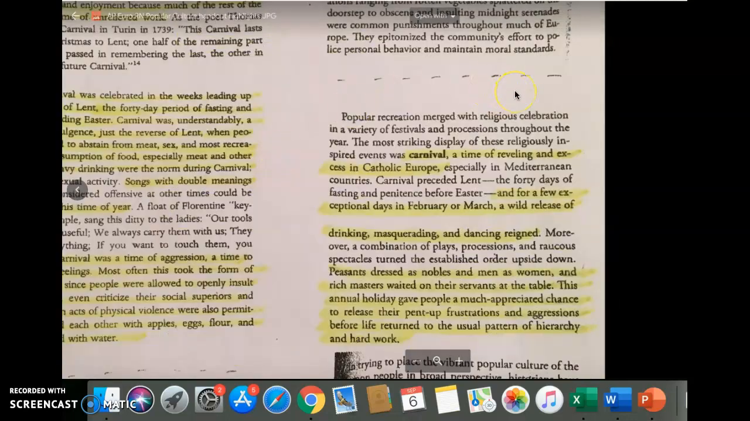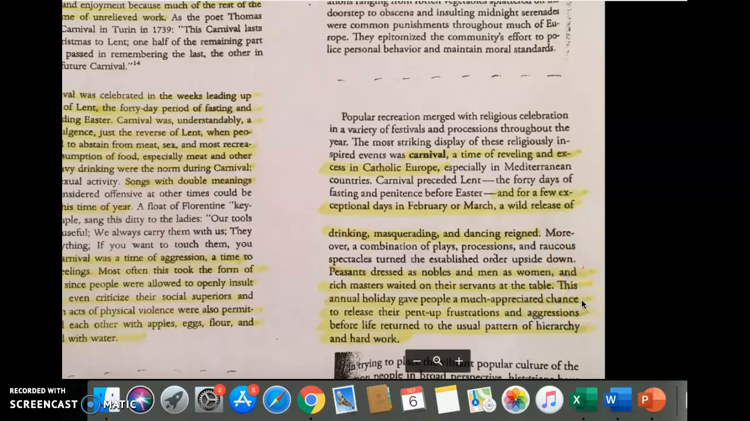In the second column of your handout, this just tells you a little bit more about Carnival so you can have, again, that thorough understanding. It is a time of reveling and excess in Catholic Europe. It says here it preceded Lent, 40 days of fasting and penance before Easter, in case you're not familiar with that practice by the Catholic Church. And for a few exceptional days in February or March, a wild release of drinking, masquerading, and dance reigned.